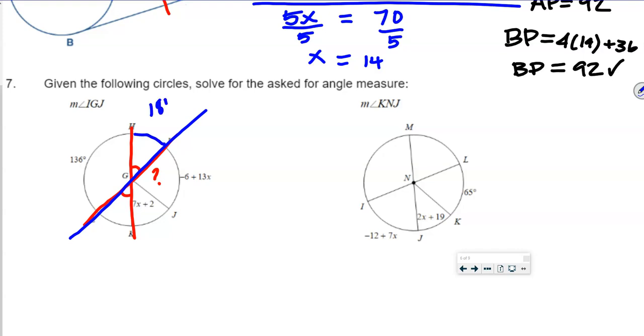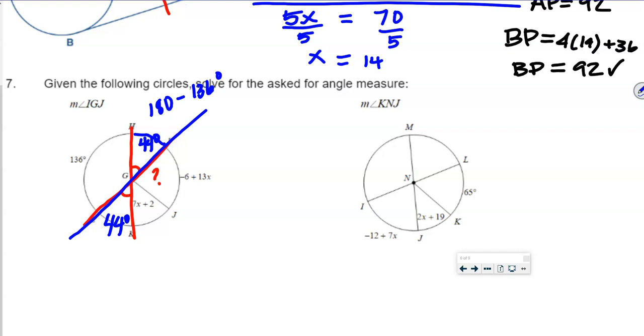So can I find this arc right here by doing 180 minus our 136? That is 44 degrees, okay? So if that's 44, then this one down here is also 44, isn't it? Now, if we look to the right of the blue line, can you all see that that's half a circle?